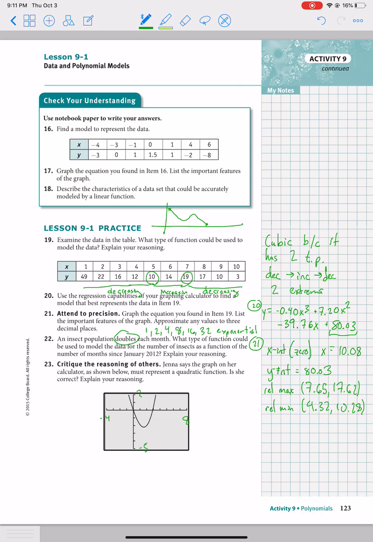Let me write this down for the PDF. So we said it could be quadratic, right? So she is not necessarily true, since there could be more of the function outside the visible window.